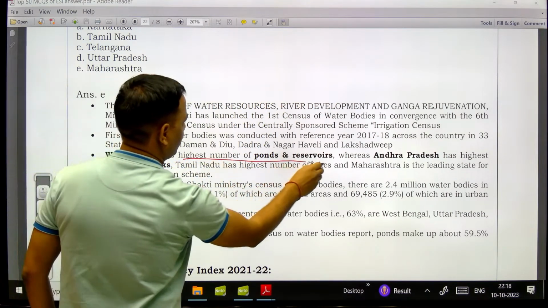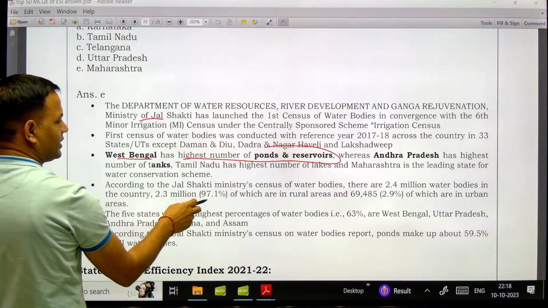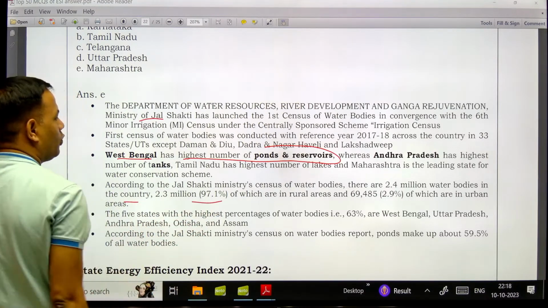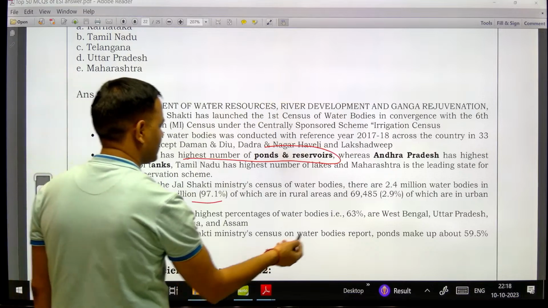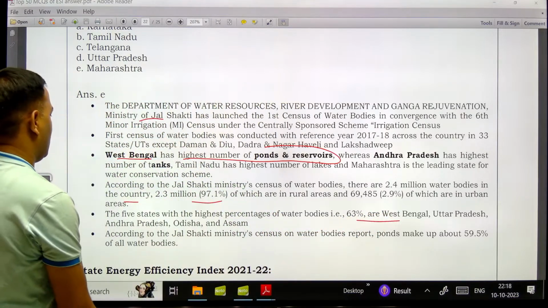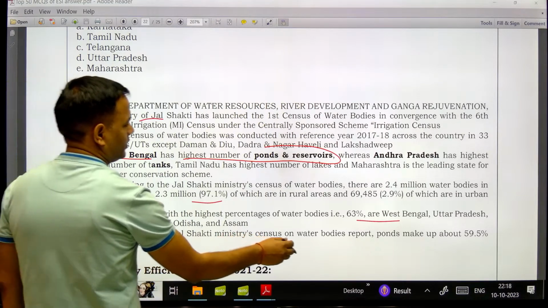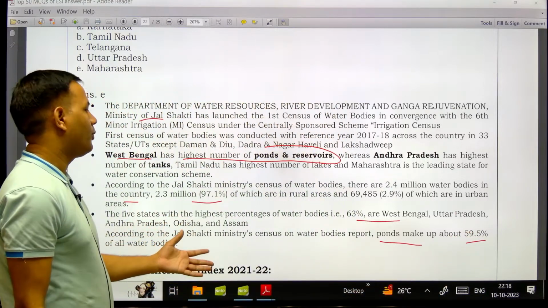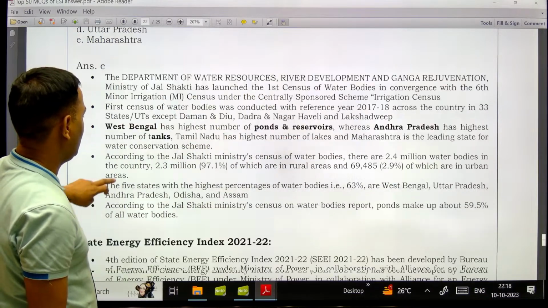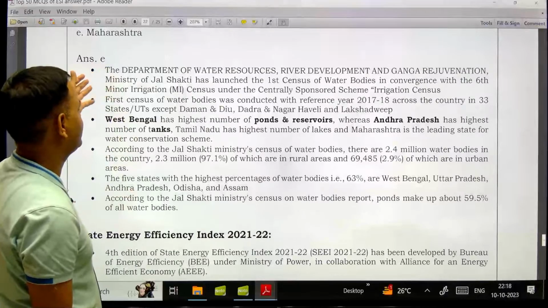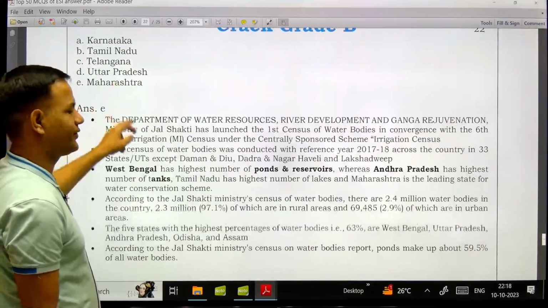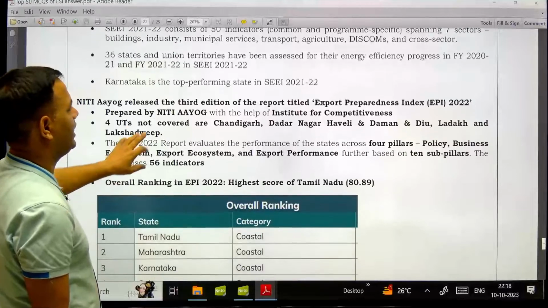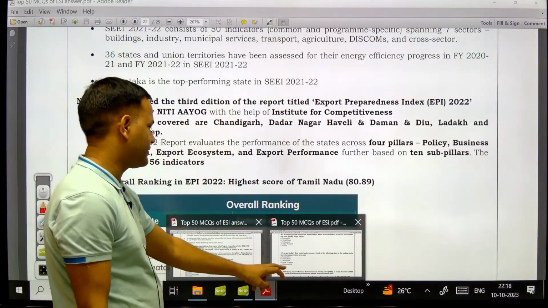West Bengal has the highest number of ponds and reservoirs. According to the ministry, there are 2.4 million water bodies in the country, and the maximum are in rural areas. The 5 states which have the highest percentage, first is West Bengal. Ponds are the highest among these water bodies. Ponds have the highest share, and Maharashtra has the largest share in water conservation schemes. The State Energy Efficiency Index you can also study, and the Export Preparedness Index also you can study under this PDF, that is important.